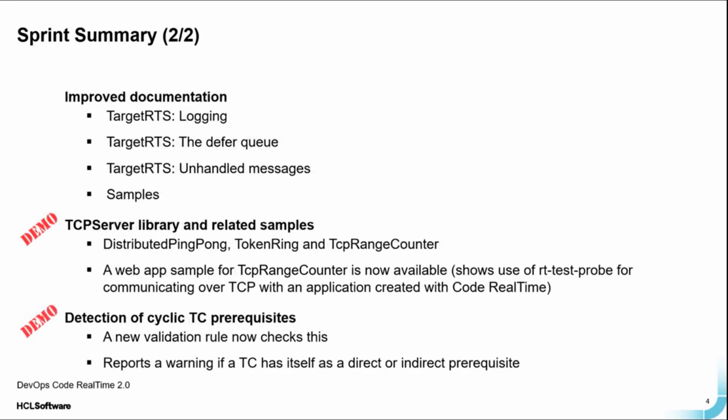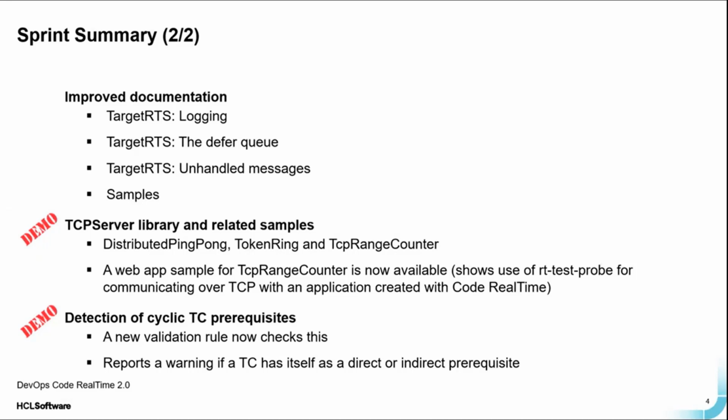Documentation is also something we continuously improve, and in this release we have written new chapters about TargetRTS, about logging, how the defer queue works, and how unhandled messages are handled. We also added a chapter about samples, because I think we already have around 20 samples, so it starts to become quite many, and it was useful to have this summary and introduction of what each sample shows, so you can pick the one that you're most interested in.